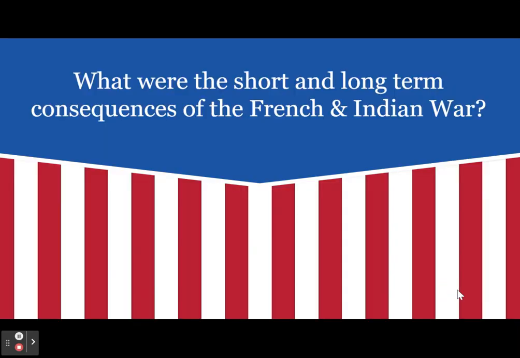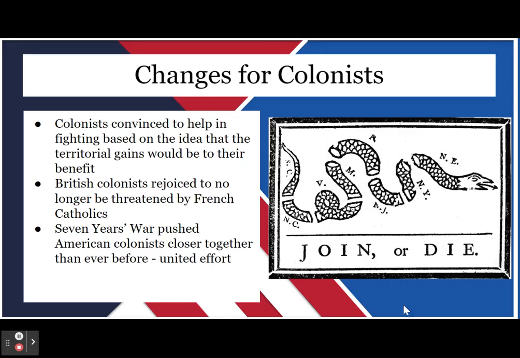So the reason why we're talking about the French and Indian War is there were pretty serious short and long-term consequences of the French and Indian War. So, some things that changed for the colonists. Now, it's important to note that the colonists were really encouraged to help aid the fighting with the French in the colonies, based on the idea that ultimately all the gains would be reaped by them. Territorial gains would only mean that there's more places for the British colonists to move into.